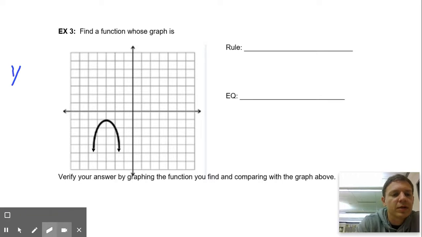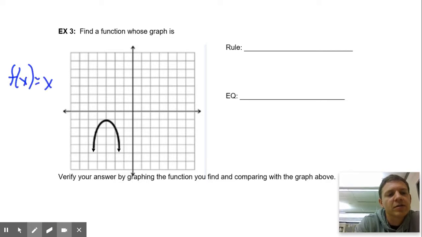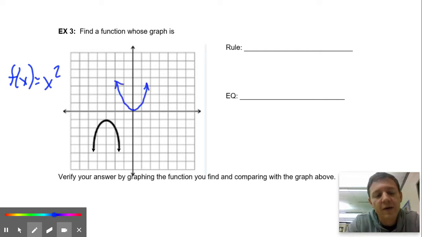Well, I don't want to use y. My parabolas have a parent function of f of x equals x squared. And if I graphed it, it would appear like that. That's the parent graph, or the graph to the parent function. My graph in black does not look like that. A couple things have happened. It's flipped upside down, and then it's moved.